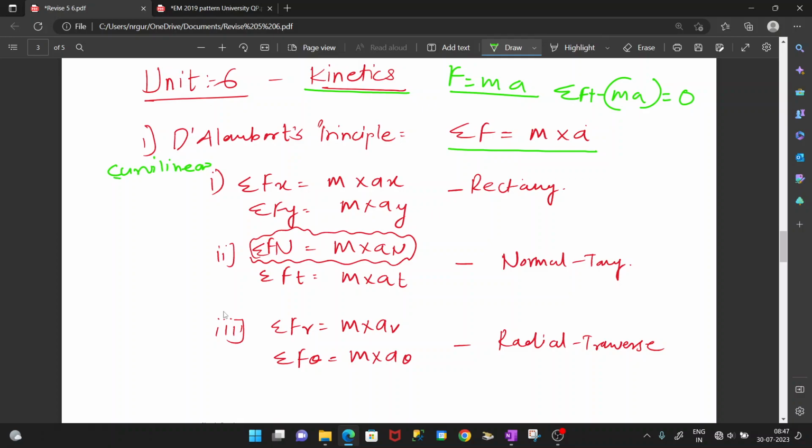Now, in curvilinear motion, we have to deal with first of all rectangular coordinates, or Cartesian coordinates, as we are calling it. So that is summation F is equal to what? m into a in x. Similarly, normal and tangential: summation F is equal to m into a n. I have highlighted this because it is a somewhat important formula. Basically, we are getting more problems on these formulas. Then summation F is equal to m into a t. Similarly, for radial and transverse. So this is the first part of unit number 6.